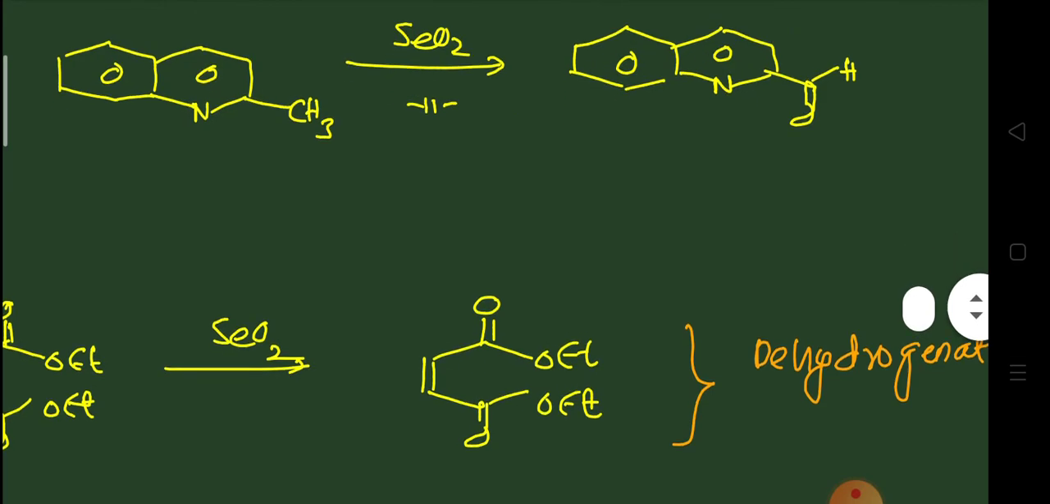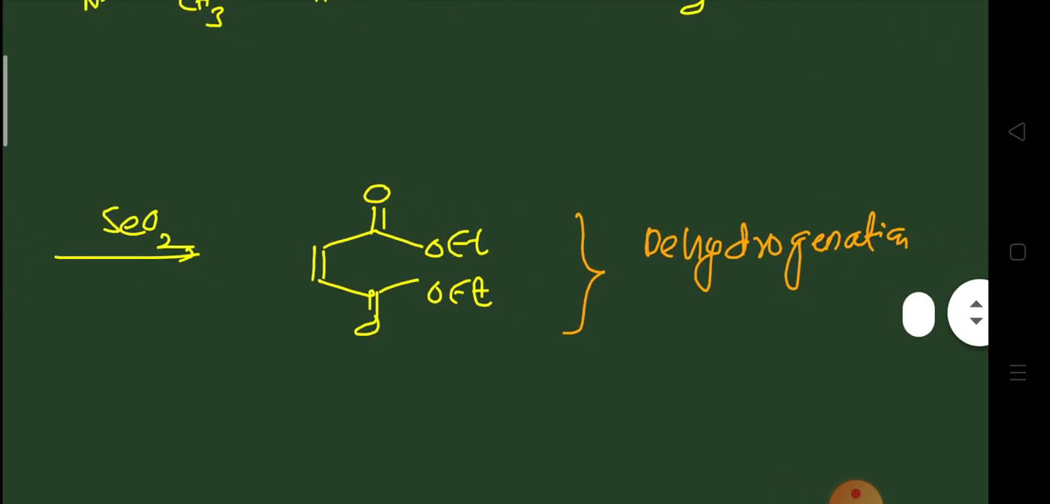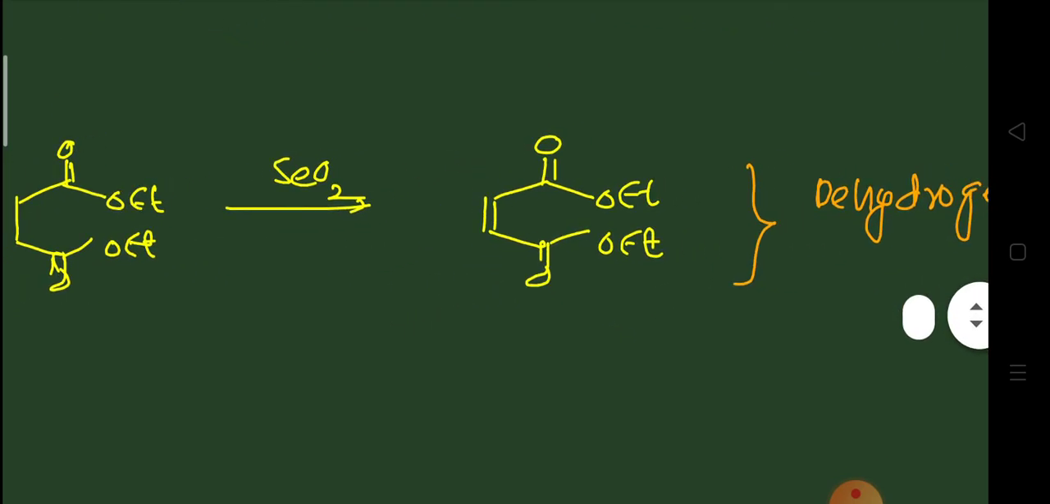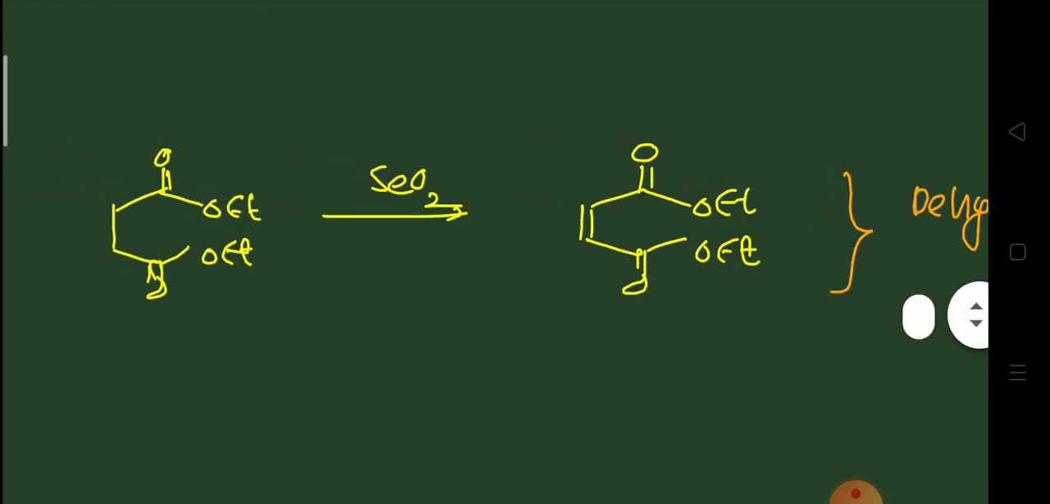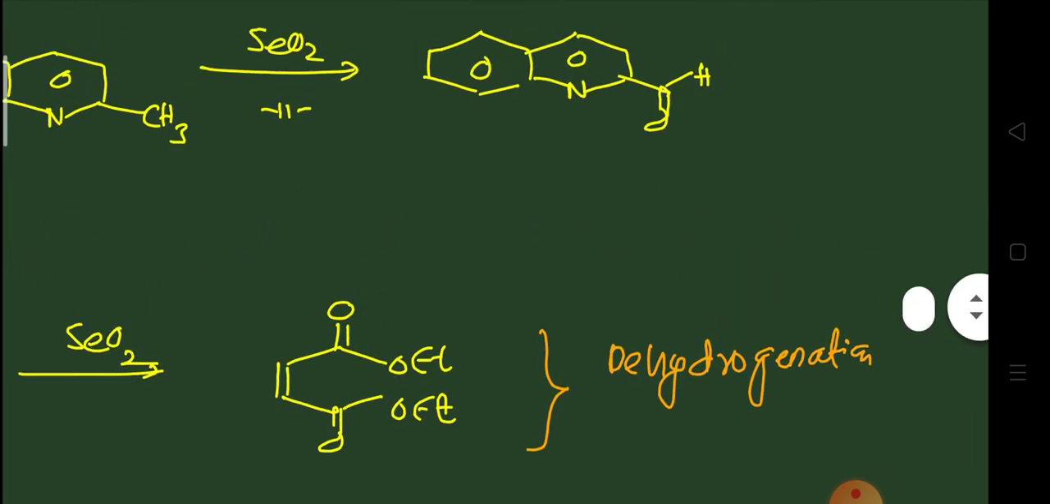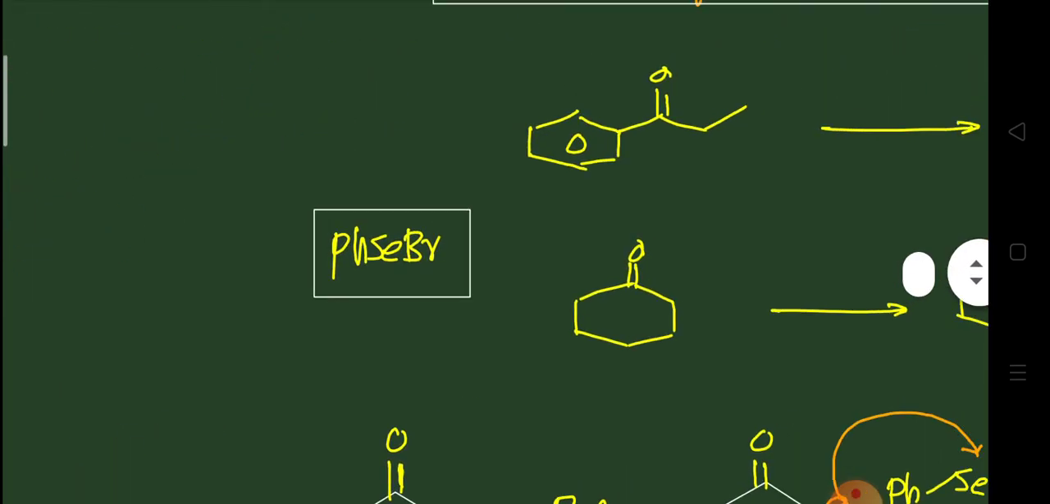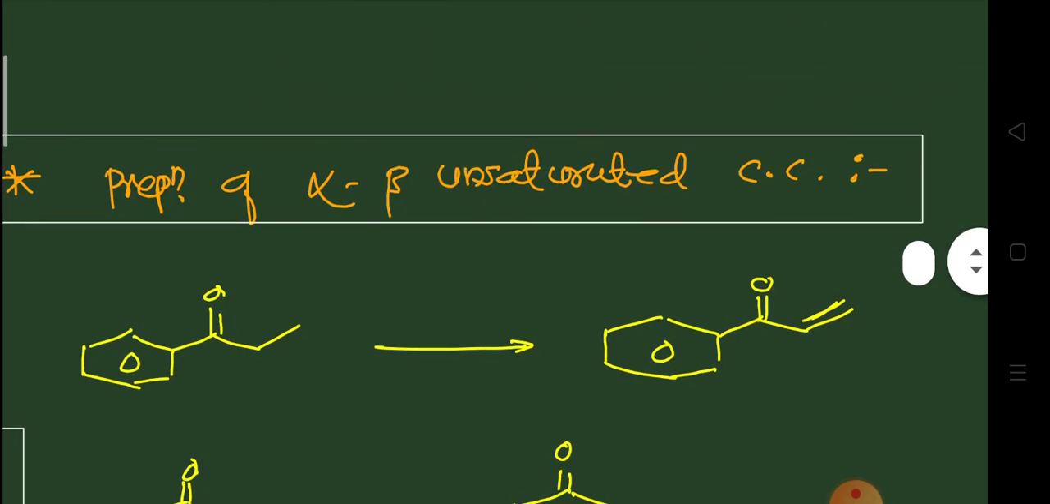So, these are some applications, and the last one, it can also act as a catalyst. So, when this type of compound is given, it will be converted to the dehydrogenated one. So, these are some applications regarding this selenium dioxide. Now, are there any other applications of that reagent which are useful in organic synthesis?